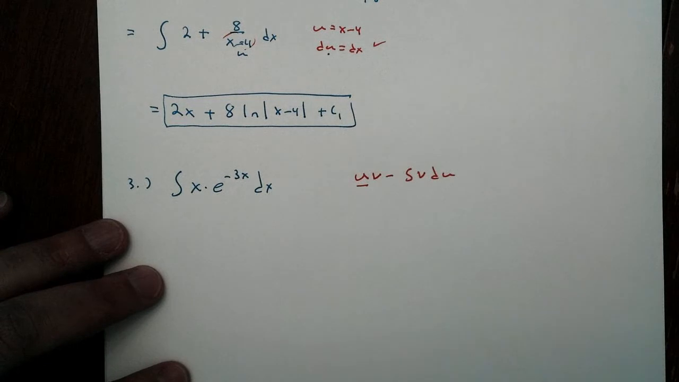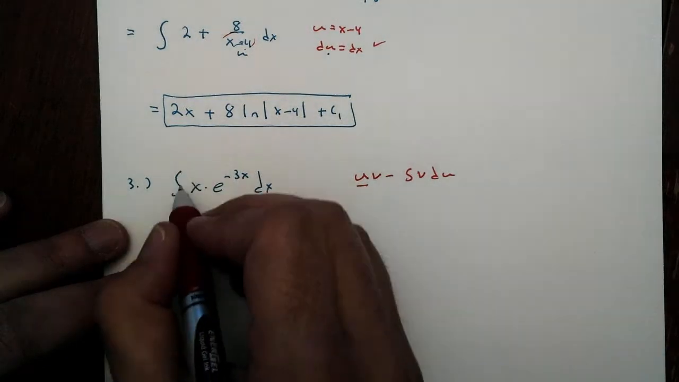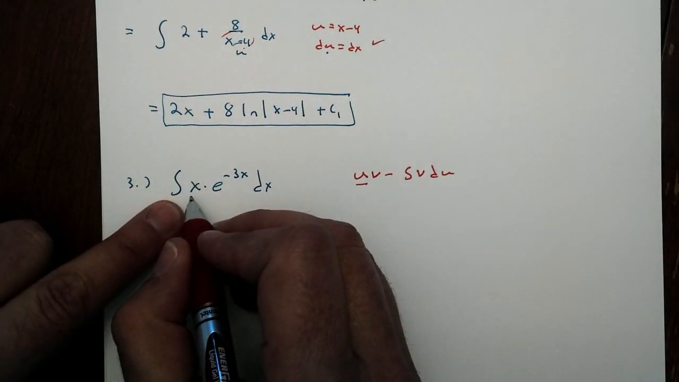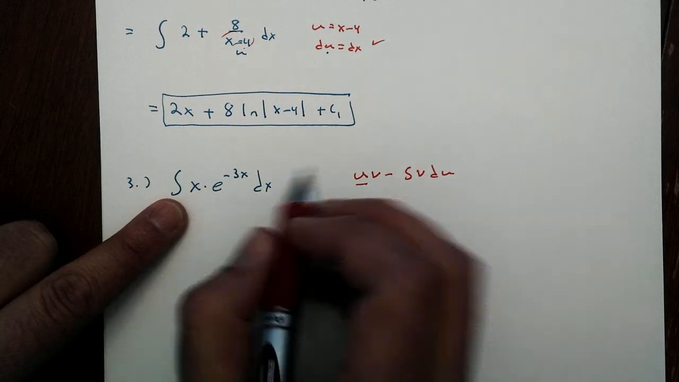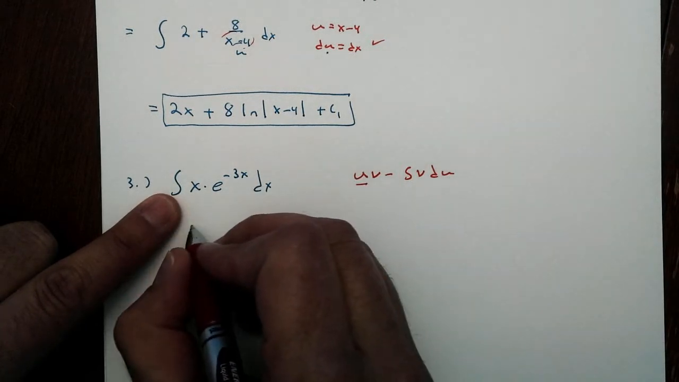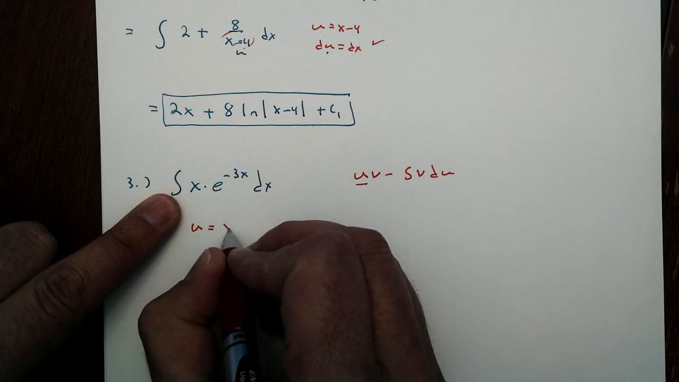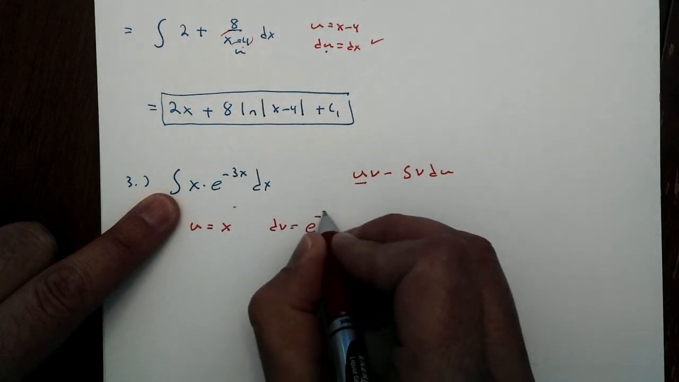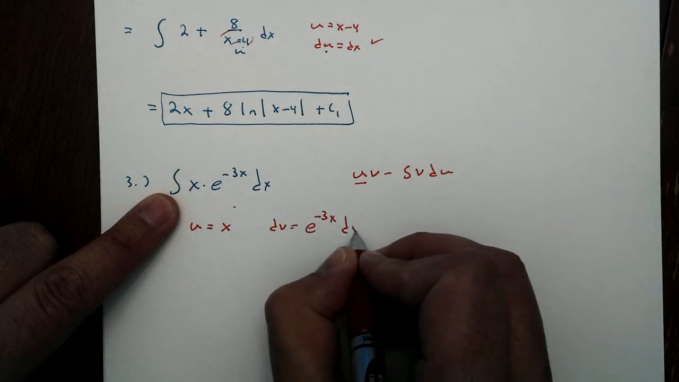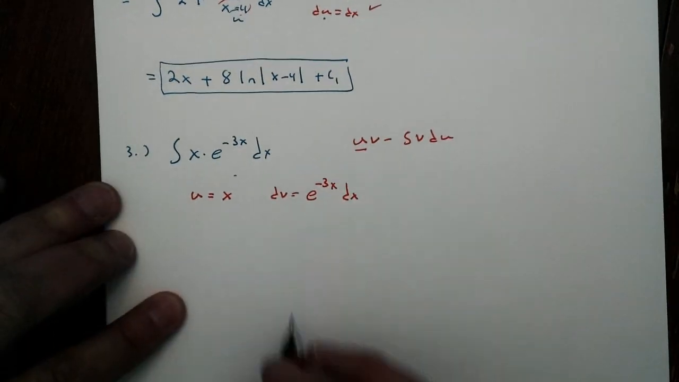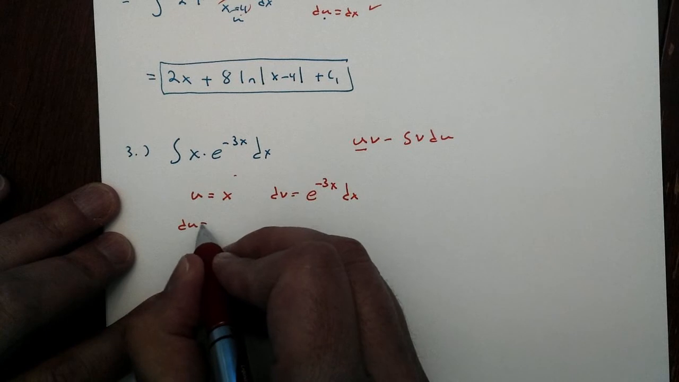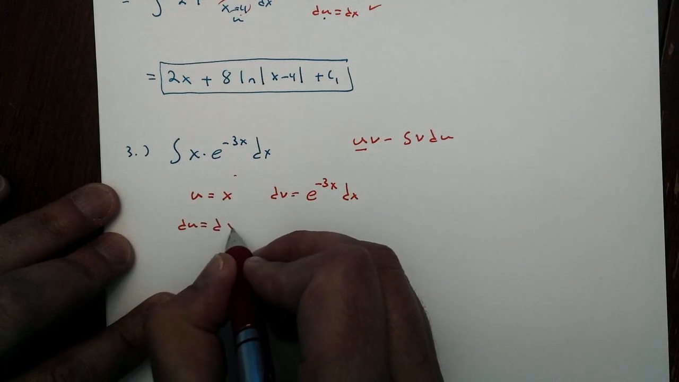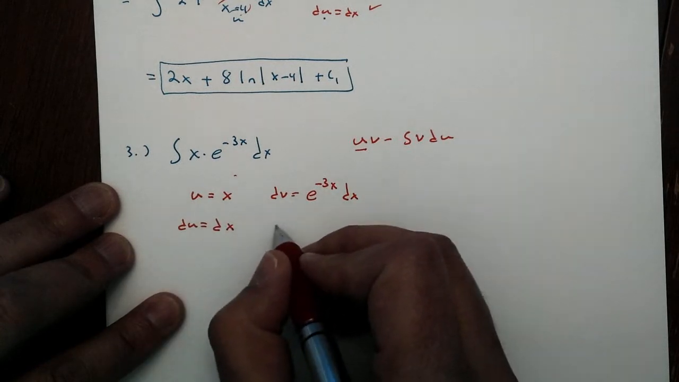You might recall in one of our other videos, we always said u should be the algebraic function because its derivative kind of goes away nicely. So I'm going to let u equal x here, and my dv be this e to the negative 3x dx, the rest of it. When we differentiate, du becomes dx.